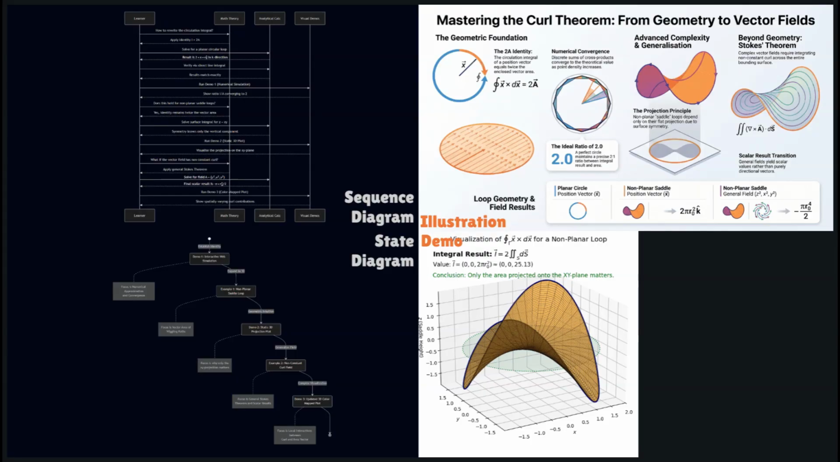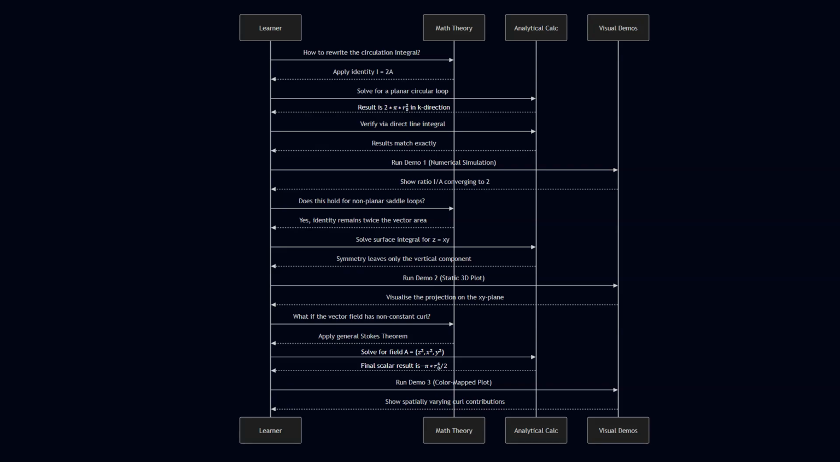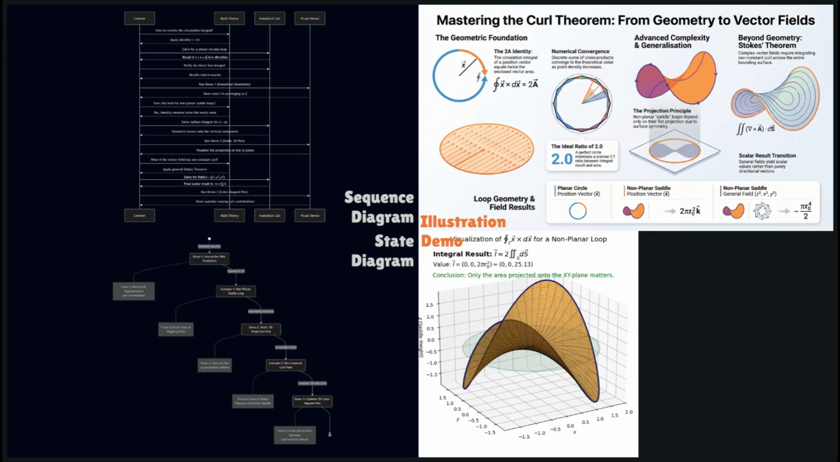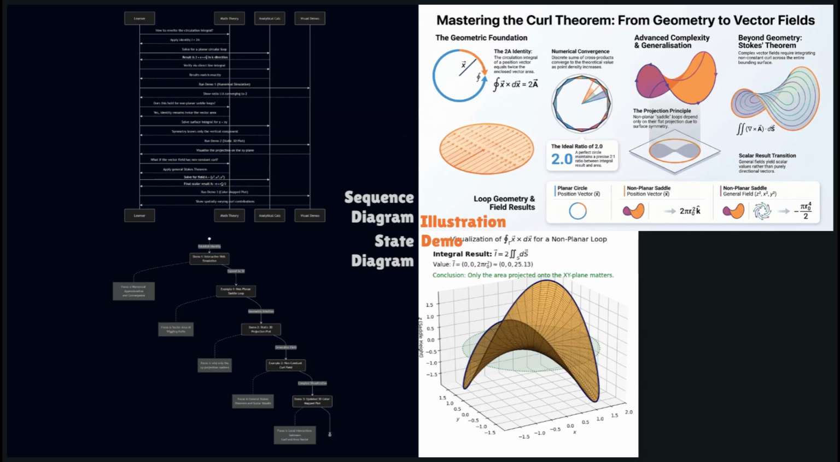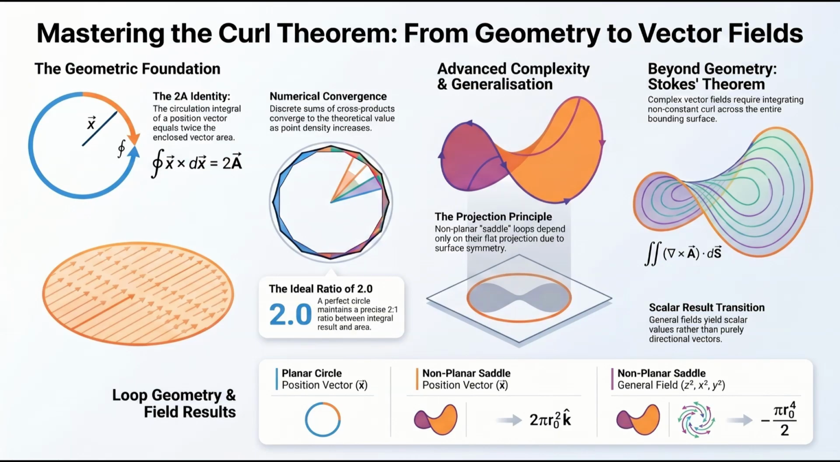Phase 1. The foundation of discovery. The journey begins in a state of foundational certainty. We start with a simple, flat circular loop and establish a fundamental rule. The total circulation, or movement around the edge of a path, is directly tied to the amount of space trapped inside it. In this initial stage, the sequence of learning moves from a theoretical idea to a practical simulation.